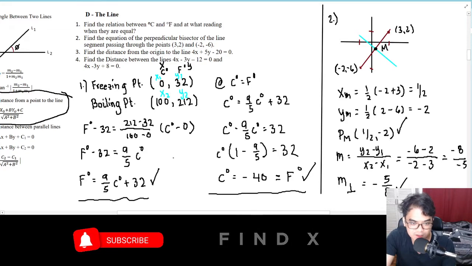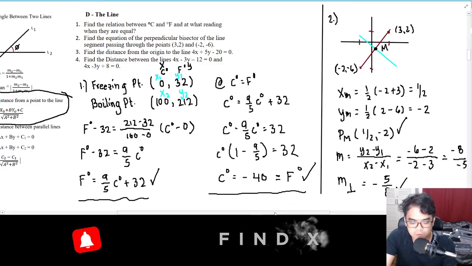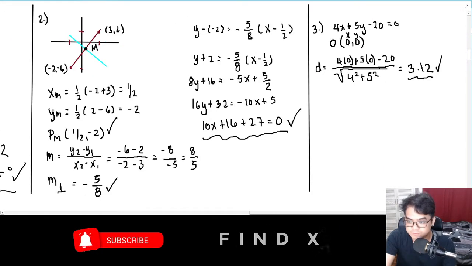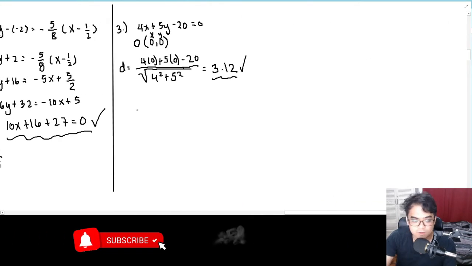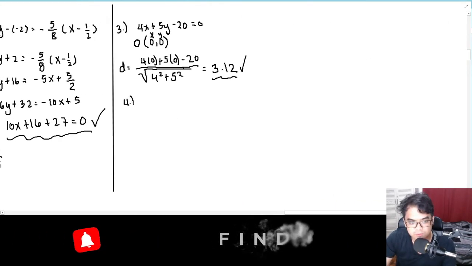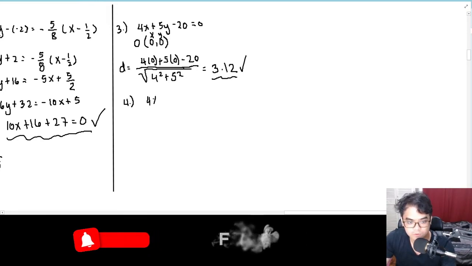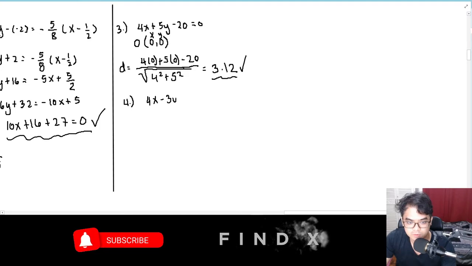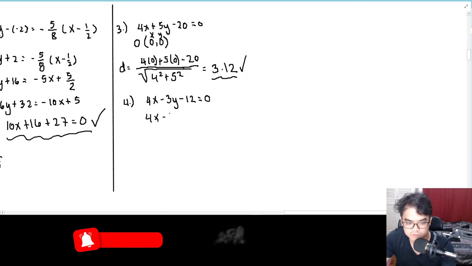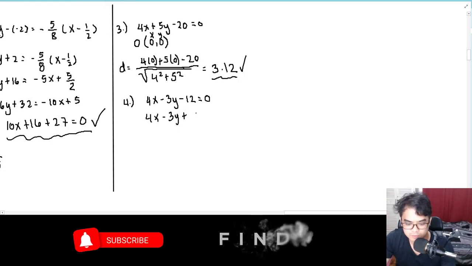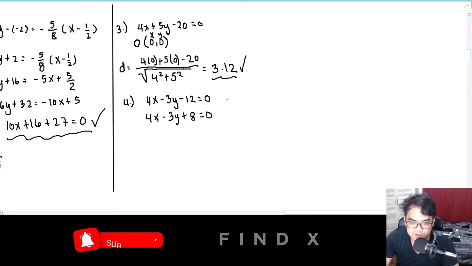Then we have the next one. Find the distance between the lines 4x minus 3y minus 12 equal to 0 and 4x minus 3y plus 8 equal to 0. For number 4, we have two givens, two lines: 4x minus 3y minus 12 equal to 0, and another one which is 4x minus 3y plus 8 equal to 0. We have to find the distance between them.